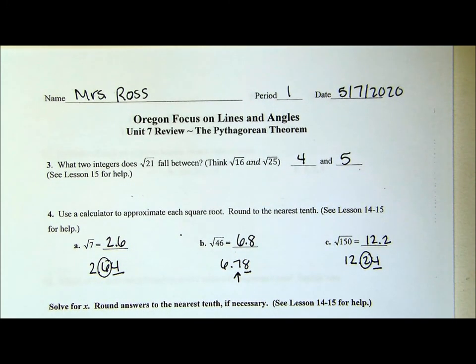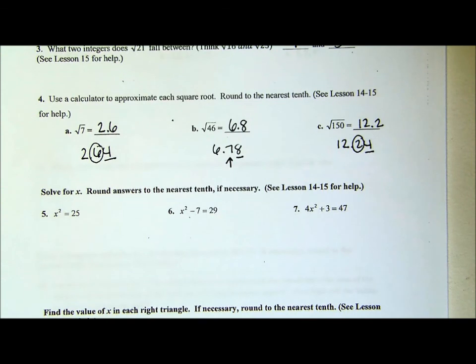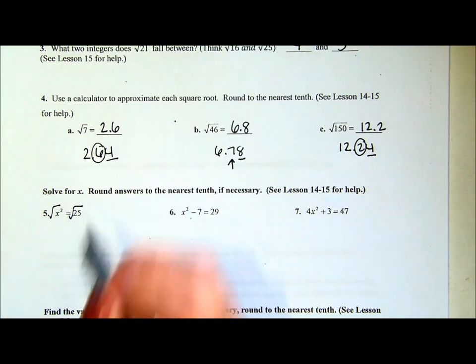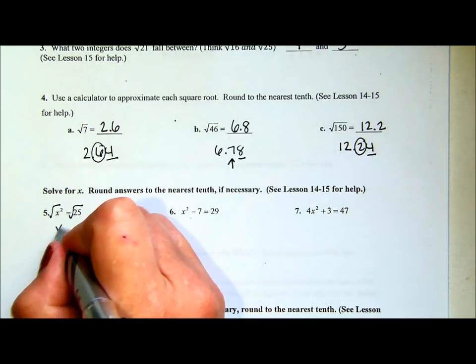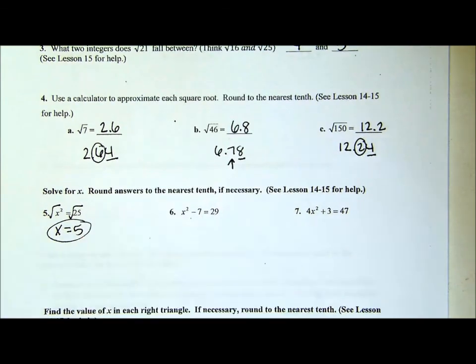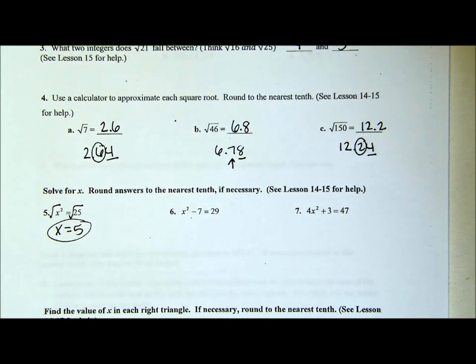Next, we're moving into numbers 5 through 7. Once again, you can seek out help in lessons 14 through 15 for this section. Starting out with number 5. We have x squared equals 25. I just want this to be x. So I'm going to square root both sides, leaving me with x is equal to 5. Boom. There's my answer.